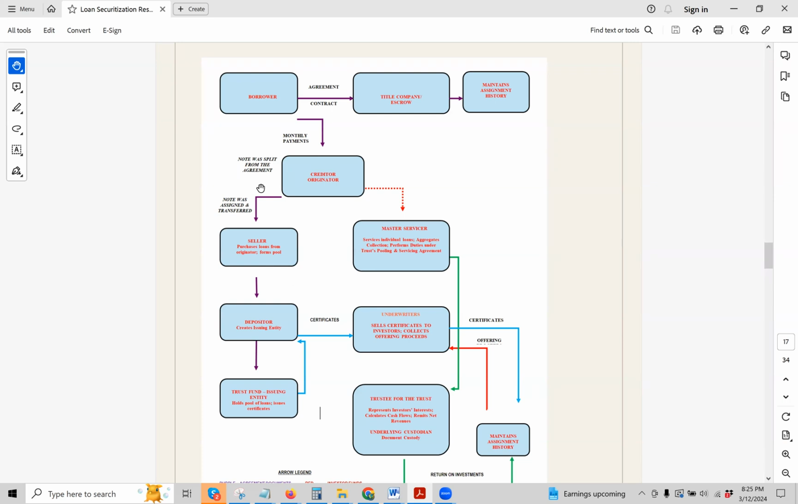Also, there are situations where the note could be split from the deed of trust, the note being transferred. Again, that's an important part of the securitization process.